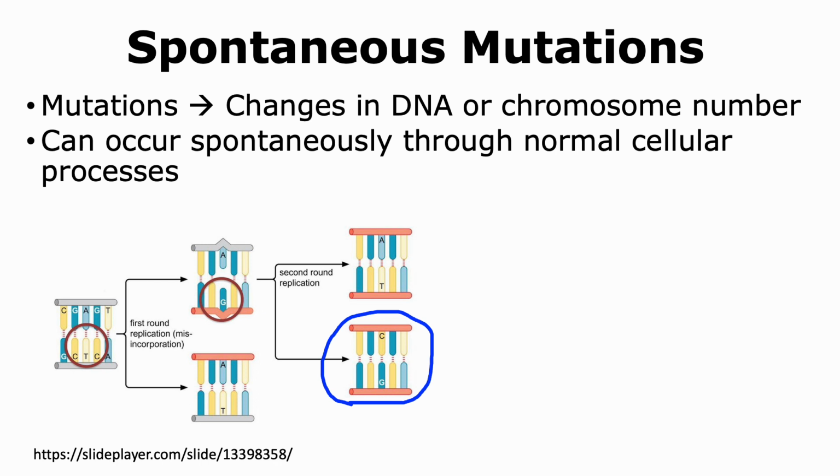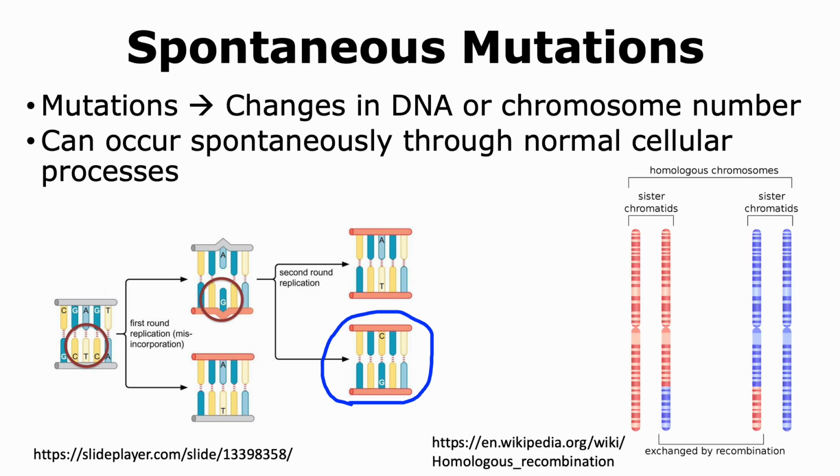Another way mutations can arise spontaneously is through recombination events, which is the exchange of genetic material between chromosomes, especially homologous chromosomes. We can also have recombination events involving non-homologous chromosomes as well, which can give rise to mutations.